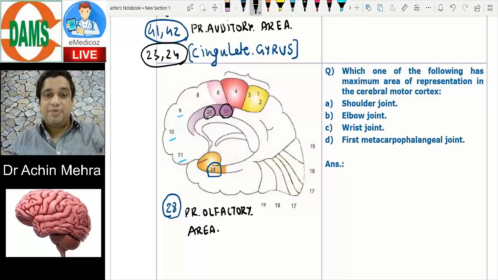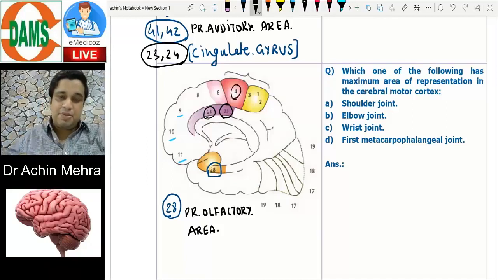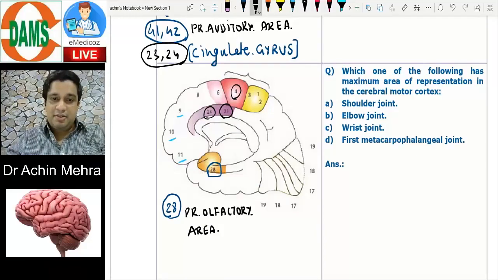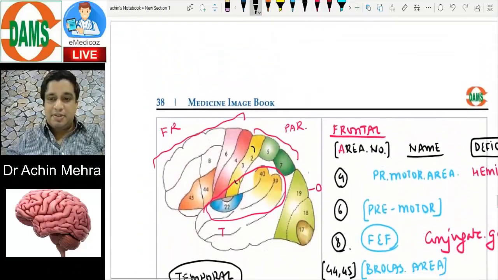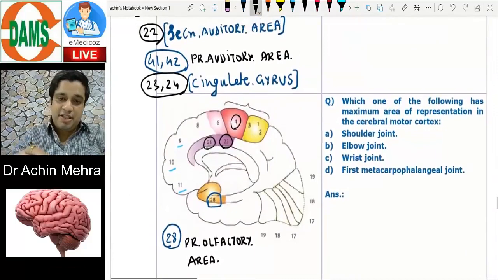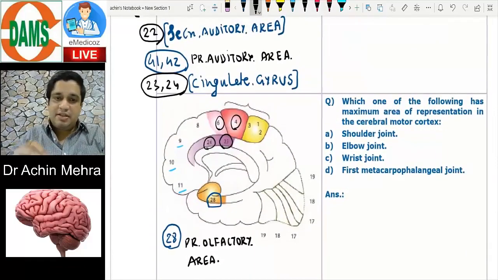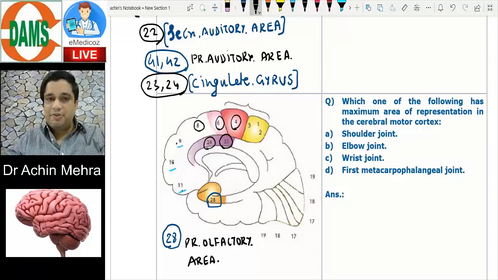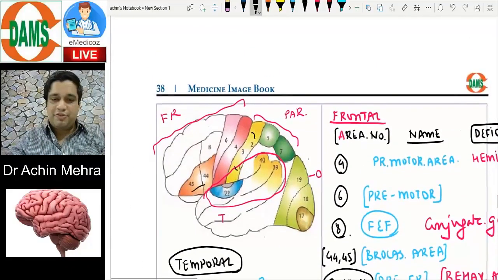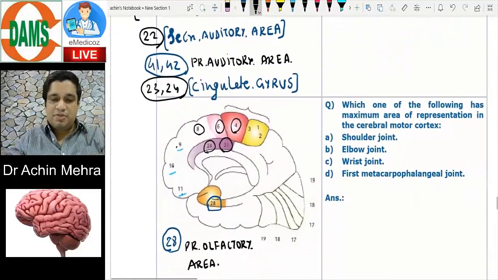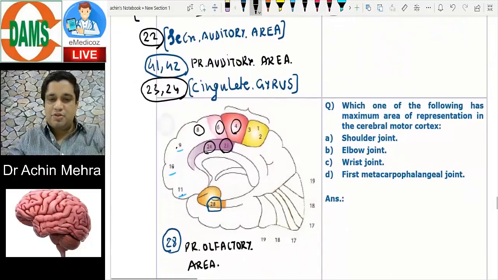So a quick recap of everything again. Area number 4 happened to be the primary motor area. Yes. The area number 6 is the premotor area. The area number 8 in the frontal lobe happened to be the frontal eye field. The 9, 10, 11 went on to the prefrontal group. Maybe on the lateral aspect of the frontal lobe, 44 and 45, yes, is the Broca's area.